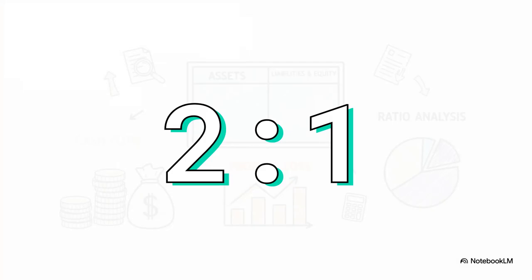But hey, profitability isn't the whole story, right? Survival requires liquidity. And that brings us to this magic number right here, 2 to 1. This is the ideal target for the current ratio, which you calculate by dividing current assets by current liabilities. This ratio is the ultimate indicator of short-term financial health. A 2 to 1 ratio simply means the company has twice as many liquid assets as it has short-term debts. It ensures they can comfortably pay their bills and keep the lights on.